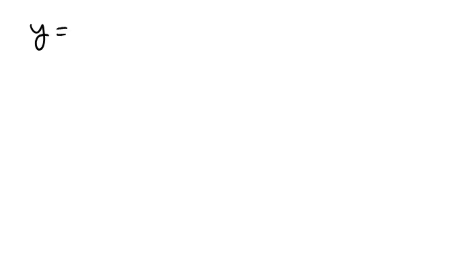We have the equation y equals negative 2 sine of (2x minus pi over 3) plus 4, let's say. Okay, so now we want to write down all the important information.